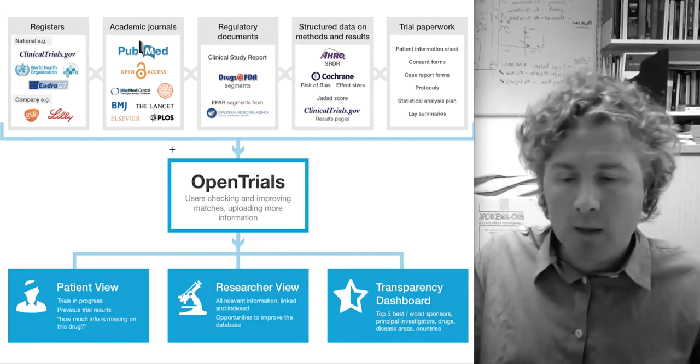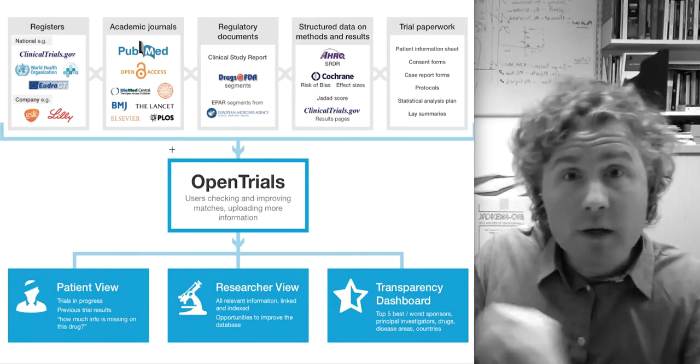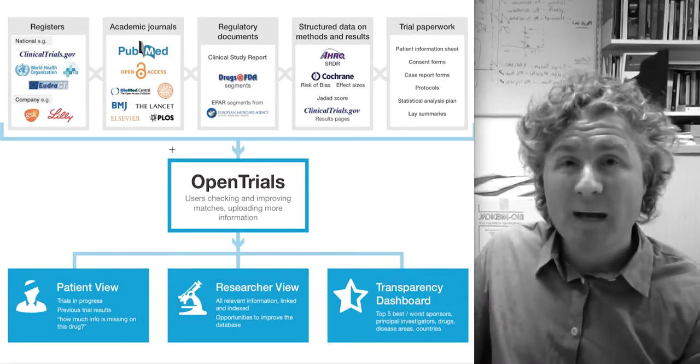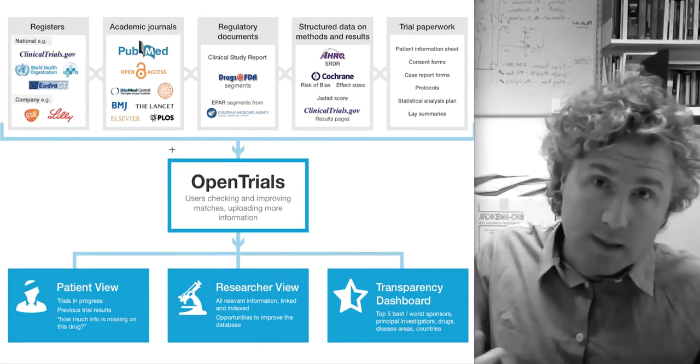So, when you make a Cochrane review and you've got the forest plot and all of that, what you're doing is you are manually extracting structured data from the free text of a trial report.